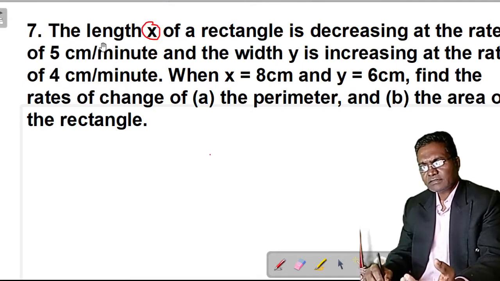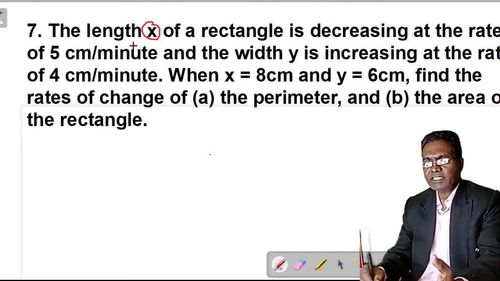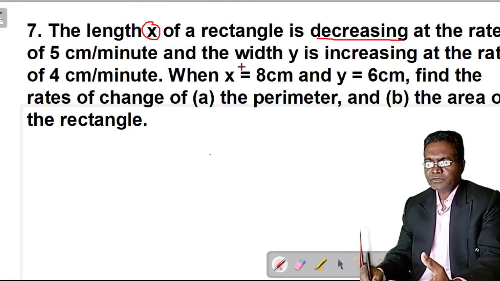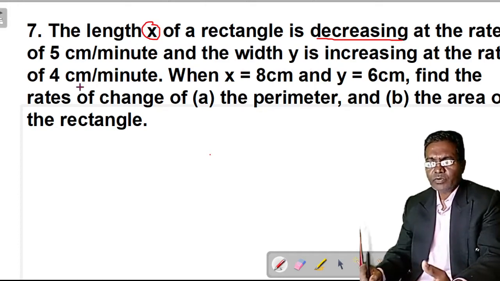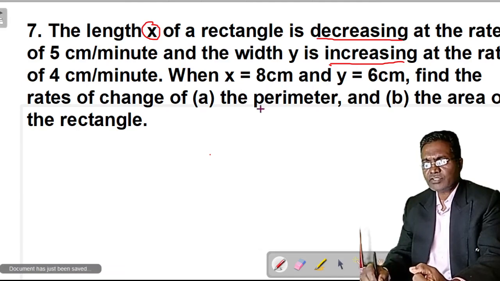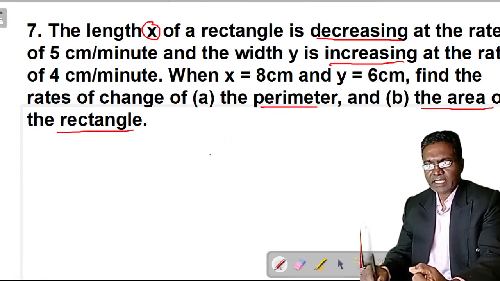Now here, the length x of a rectangle is decreasing at the rate of 5 centimeter per minute. Decreasing, okay, negative rate we have. And the width y is increasing at the rate of 4 centimeter per minute. So one is increasing, one is decreasing. Now you have to calculate, when x is 8 centimeter and y is 6 centimeter, find the rates of change of perimeter and the area of the rectangle.